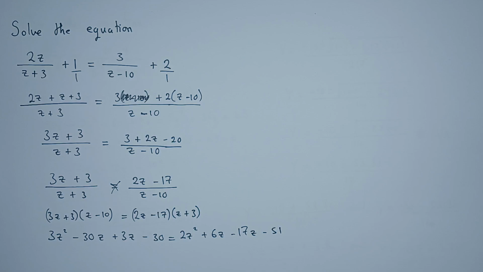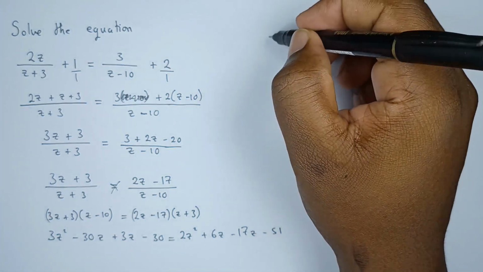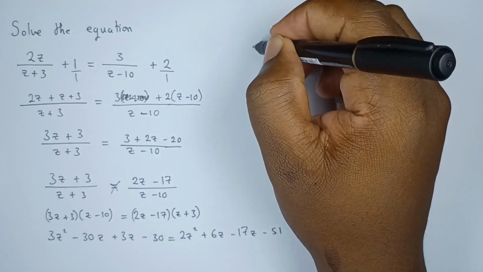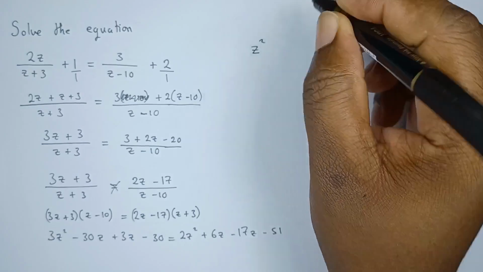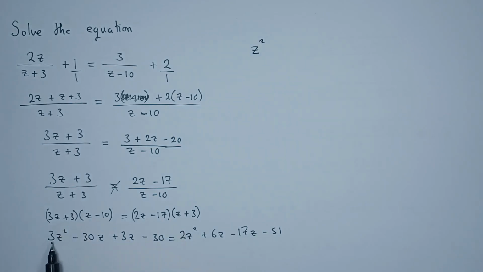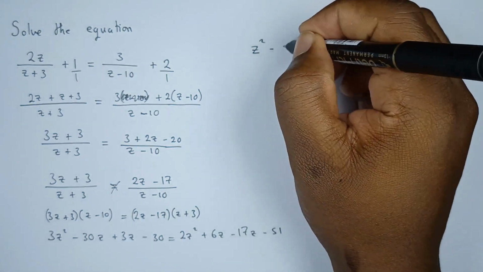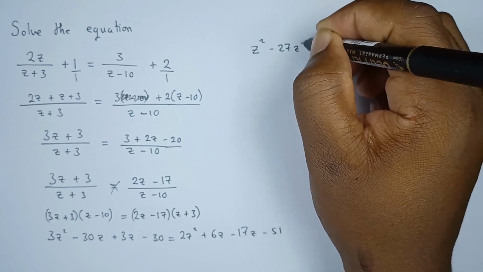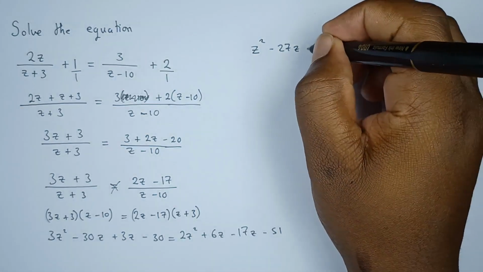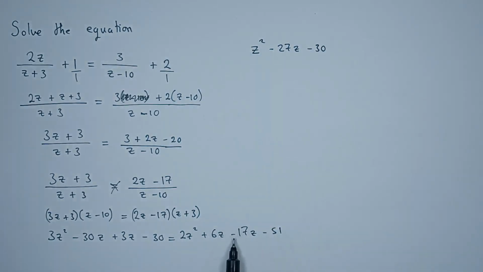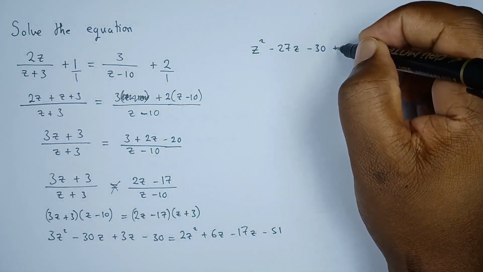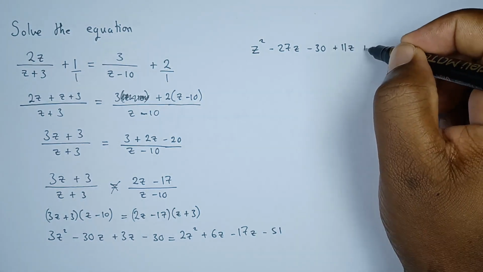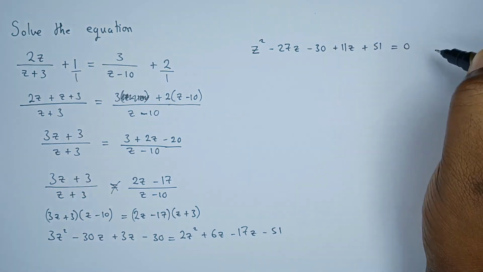So let's group like terms. On the left hand side, we have just z squared. Remember, if this 2z goes that side, it will be 3z squared minus 2z squared, that is just z squared. These two here will give us a minus 27. Like that. We have a 30. These two here will give us a minus 11. When it comes to this side, it becomes positive 11. Plus that 51 that's remaining. All this is also 0.